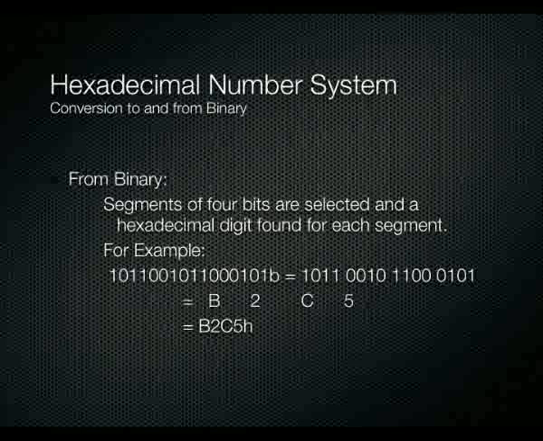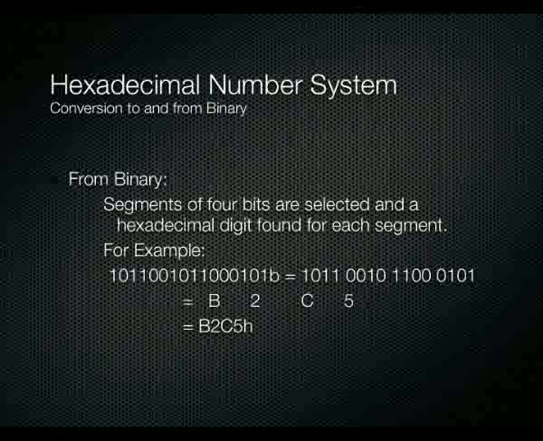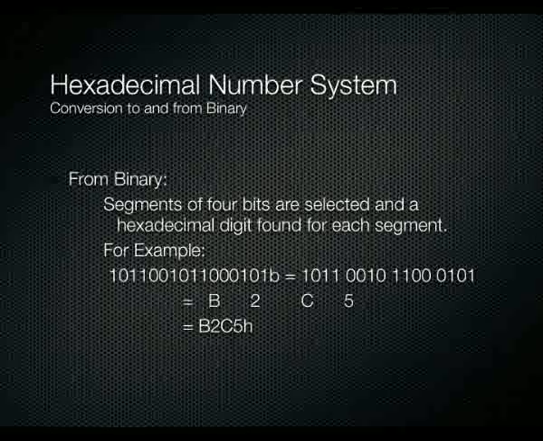Starting at the least significant digit, we get 0101. We can convert that into decimal, which gives us 5. Take the next one, which is 1100. That's 8 plus 4, which is 12, and that's C in hexadecimal. Take the next one, which is 0010. We know that's 2, so write down 2. And then we take the last one, which is 1011, which is 11, and we know that 11 is B in hexadecimal. So therefore the number is B2C5 hexadecimal.